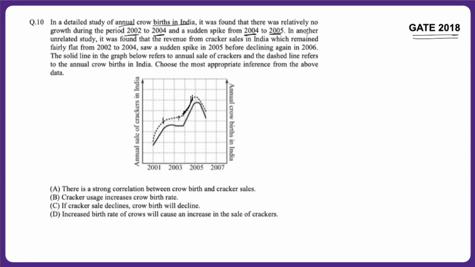Okay, now it says, in another unrelated study, it was found that the revenue from cracker sales in India, which remained fairly flat from 2002 to 2004. So from 2002 to 2004, the revenue of cracker is fairly flat, and it says fine. Then it says that saw a sudden spike in 2005 before declining again in 2006. So it saw a sudden spike, and then again there is a decline.